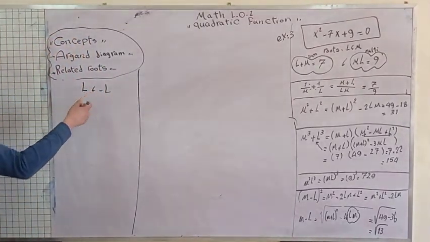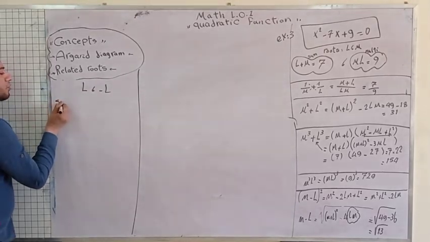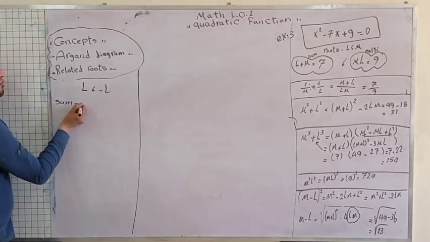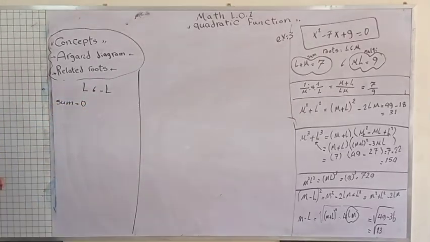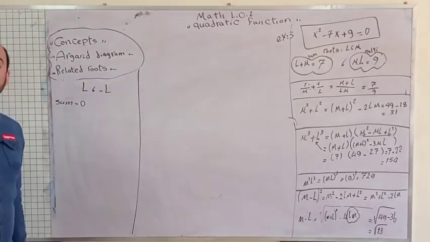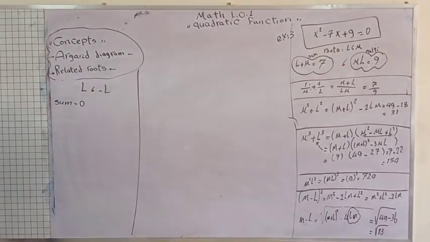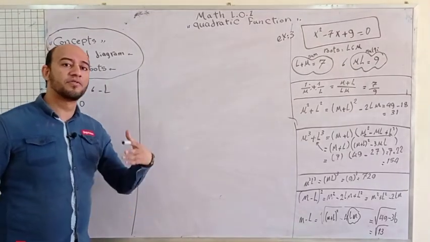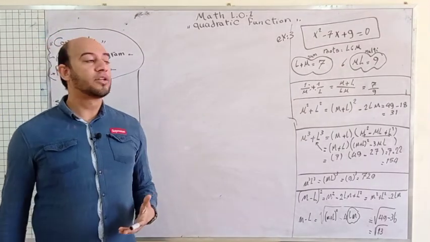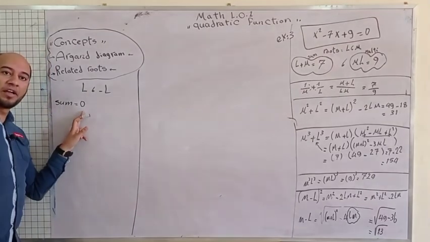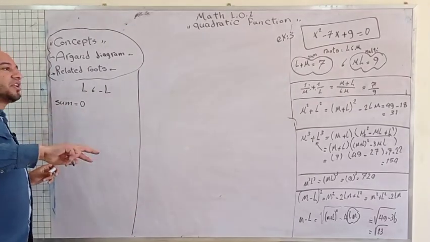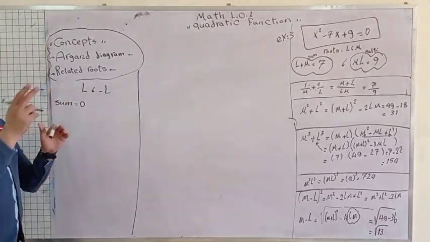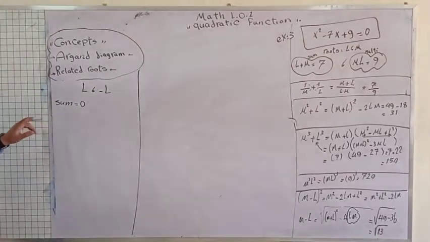That means if you get the sum of the two roots, L plus minus L, then the sum will be equal to 0, because minus L plus L equals 0. Then if one of the roots is the inverted addition of the other, the sum will be equal to 0. The roots are minus 3 and plus 3, minus 4 and plus 4. The sum of them will be equal to 0.